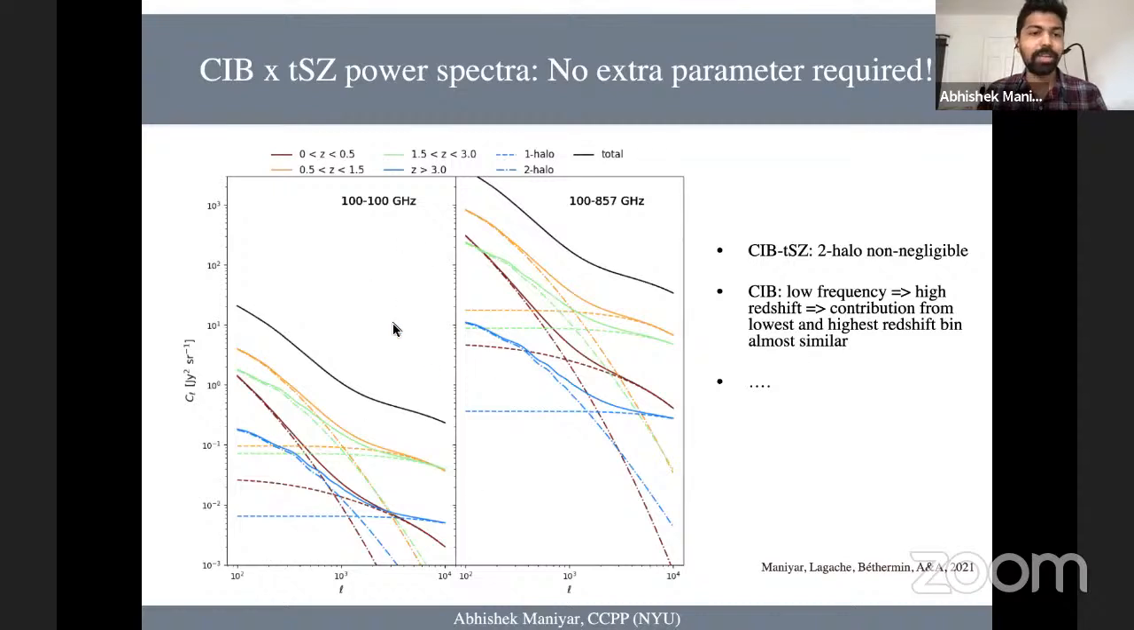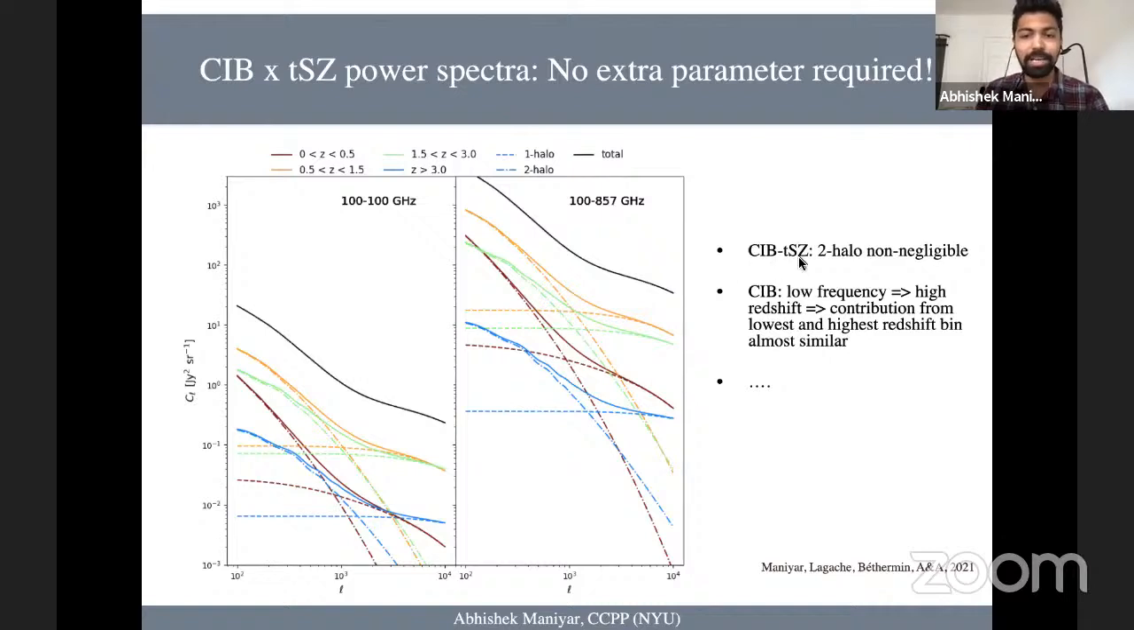And here I'm showing the CIB-tSZ power spectrum contribution coming from different redshift bins for 2 different frequency pair channels from Planck. There are many interesting things happening here. At some point I would like to explain many things happening in this plot, but in the interest of time, we'll skip them.